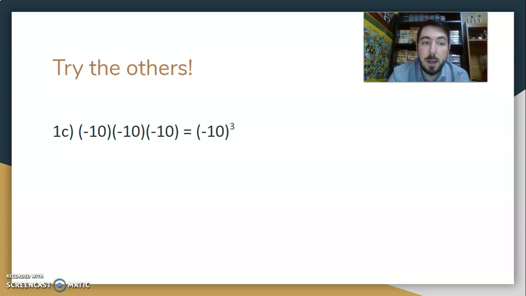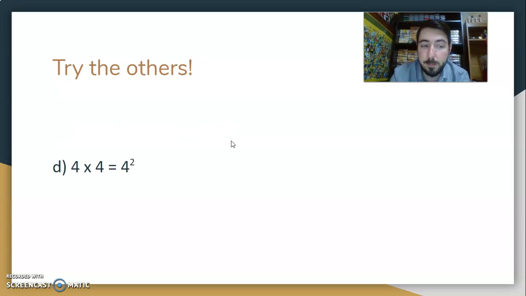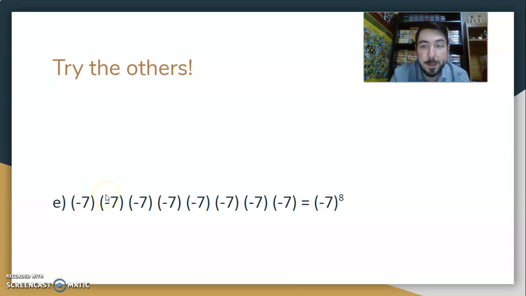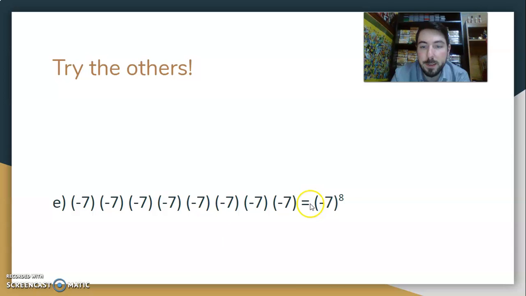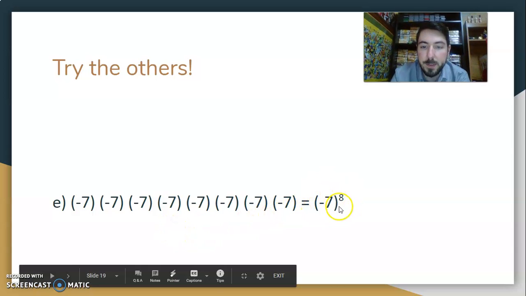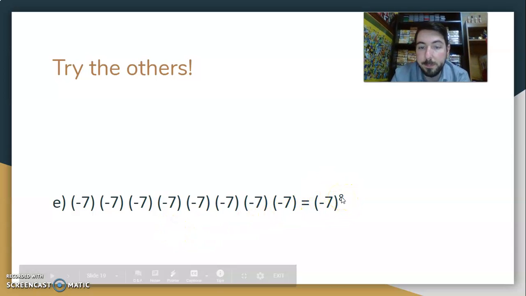So negative 10 times negative 10 times negative 10. There are 3 of them, so we write that as negative 10 to the power of 3. And make sure when you see the brackets to write the brackets in your answer as well. The next one was just 4 times 4. There's 2 of them, so that's 4 to the power of 2. And then this one, you really had to count them out, but there are 8 negative 7's, so the answer is negative 7 to the power of 8.